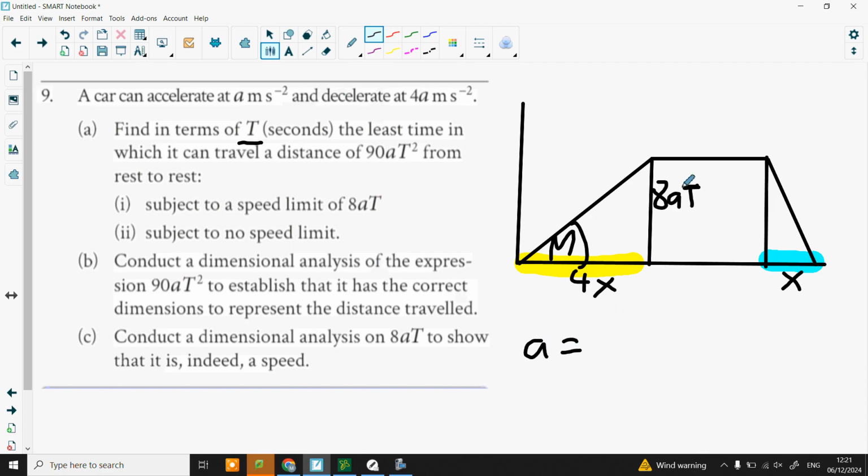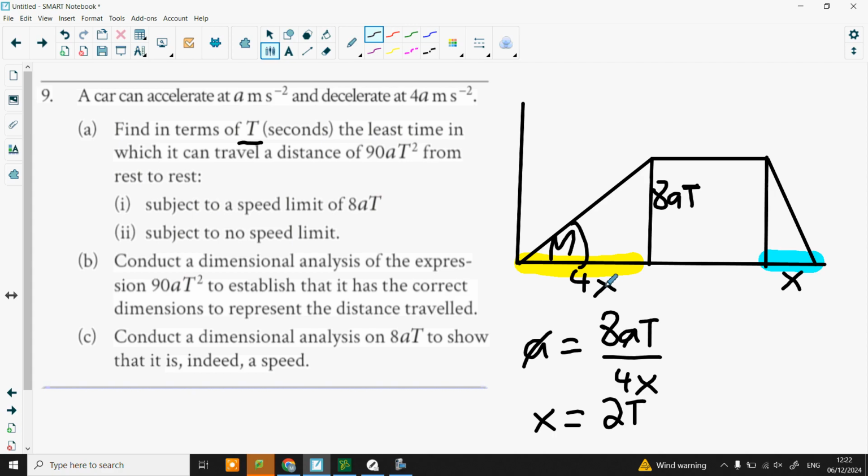So A equals the slope, isn't it? 8 AT divided by 4x, agreed? Now, the A's will cancel, won't they? And x will equal what? What do we reckon? No, what x? Bring the x up. Just 2t then, is it? You happy enough with that?